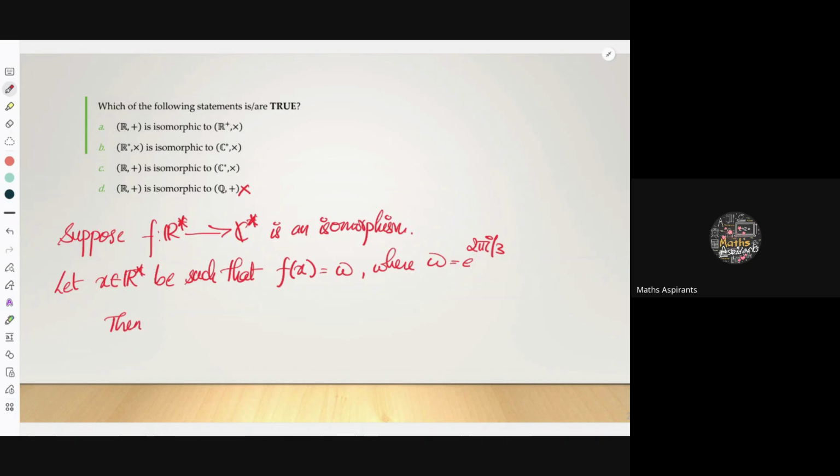Then the order of x in R star is basically the order of omega in C star because they are isomorphic, and this is 3. So this implies x cube is 1. And x is a real such that x cube is 1. This implies x is 1. This implies omega equals f of x is 1. Why? Because 1 is the identity of R star, so it will map to the identity of C star, which is again 1. This gives us a contradiction.